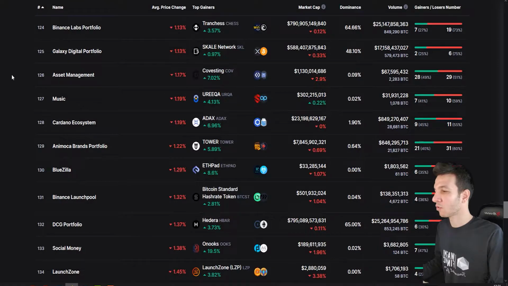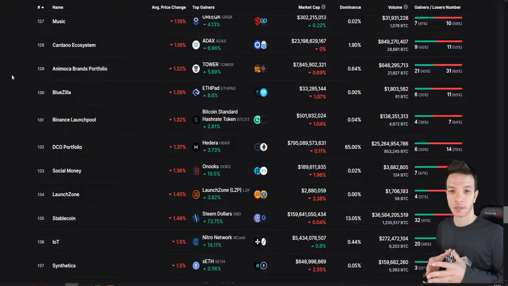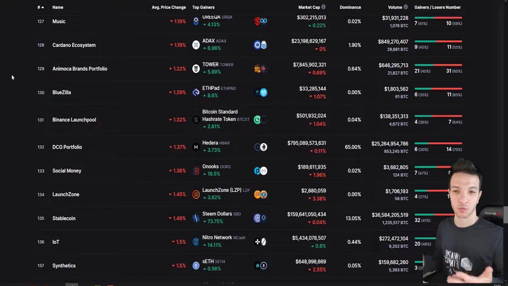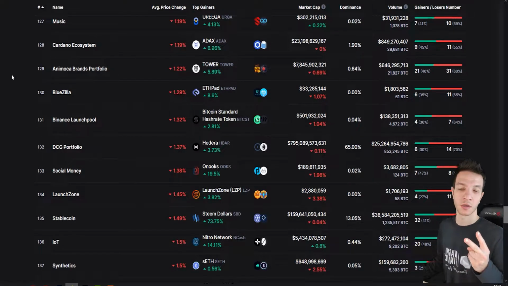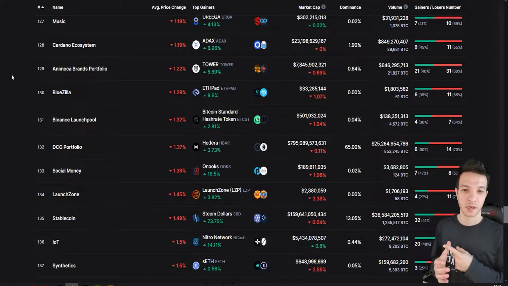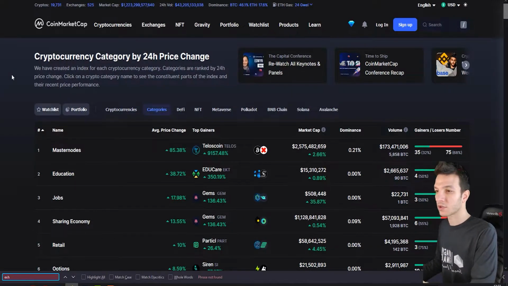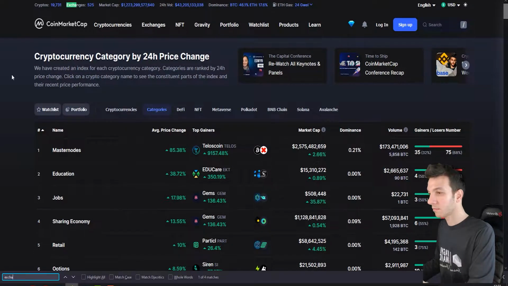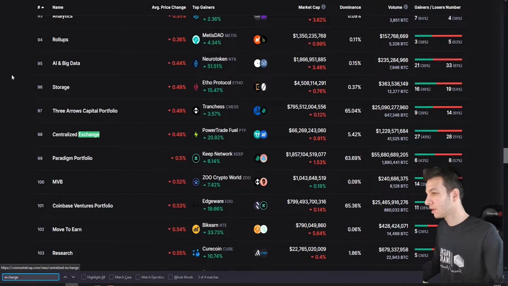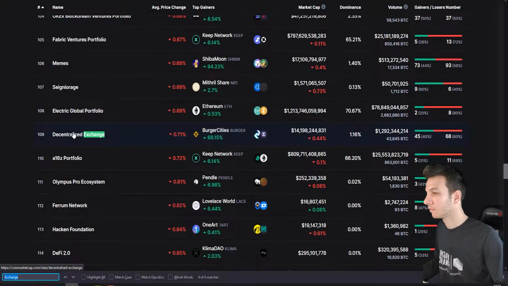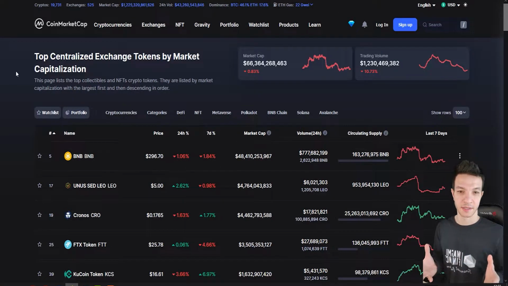Now the first thing I want to focus on is exchanges. So the place where you can buy and sell cryptocurrencies. So we have two kinds of exchanges. We have centralized and decentralized exchanges. If we search for exchanges, we can find here we have centralized and we have decentralized exchanges. So what is the difference between centralized and decentralized exchanges?